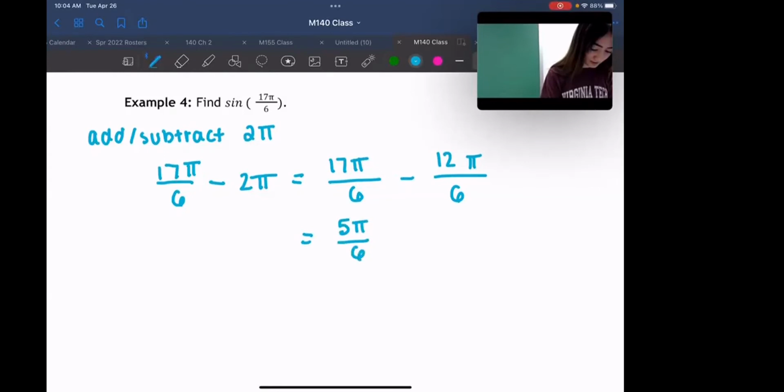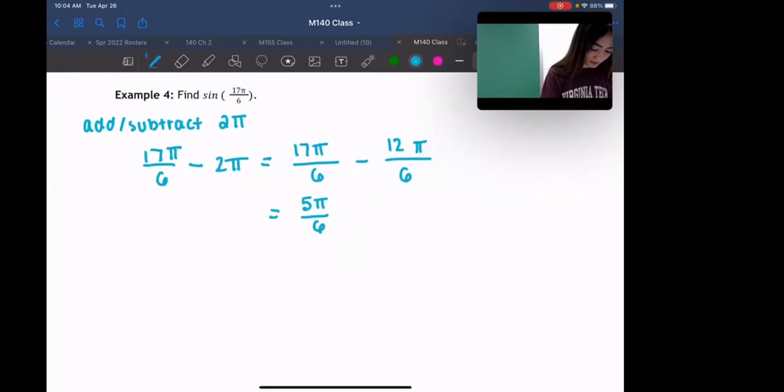So what we've done is taken 17 pi over 6, which isn't on the unit circle, and changed it to an angle that is on the unit circle, which is the same spot as 17 pi over 6 would be. That means the sine of this angle is going to be the sine of 17 pi over 6. So let's do the sine of 5 pi over 6.